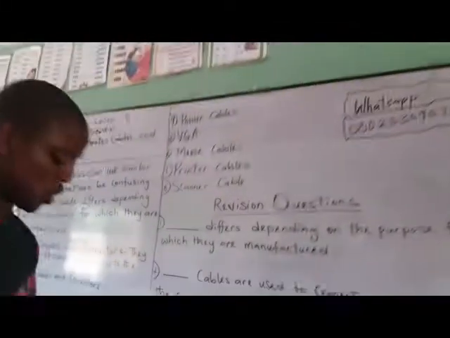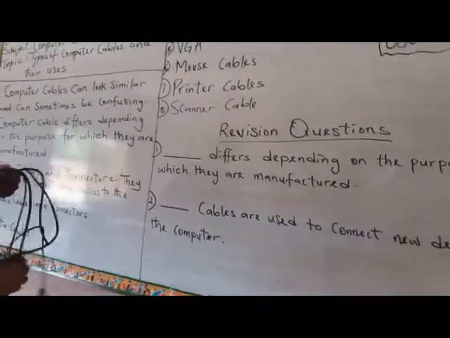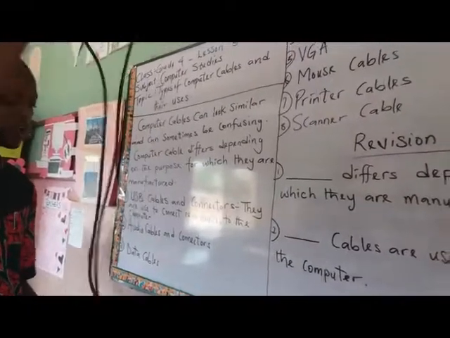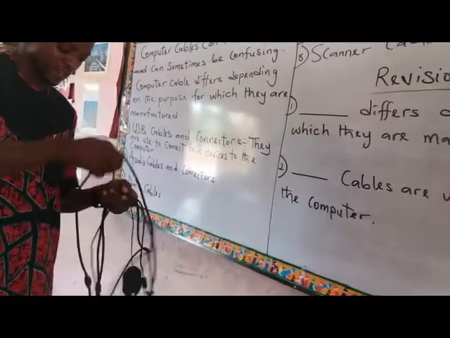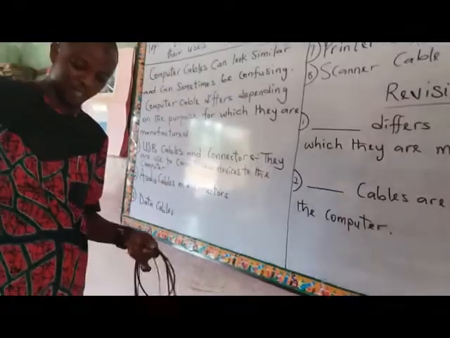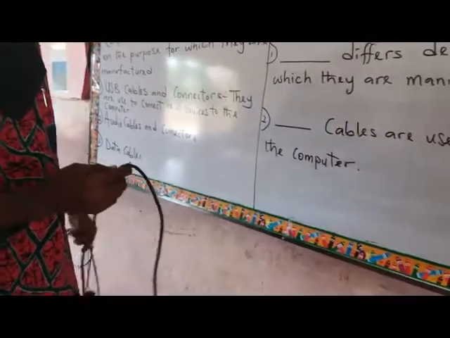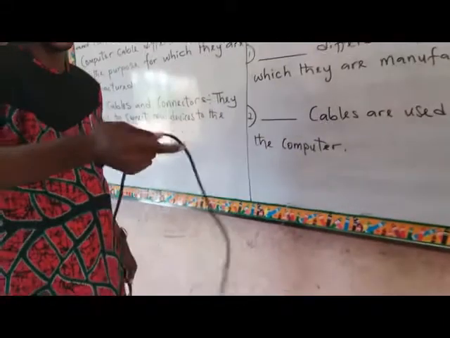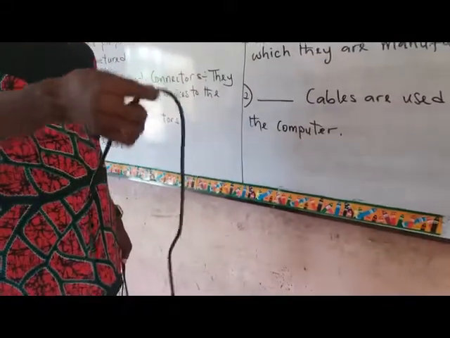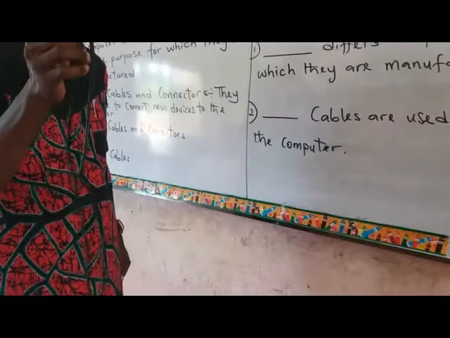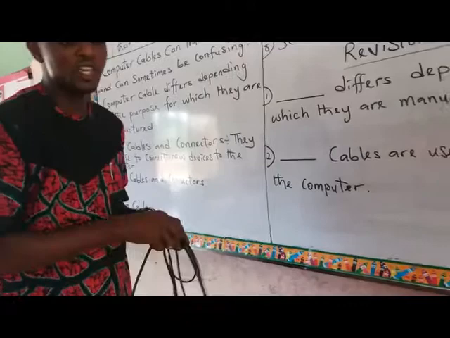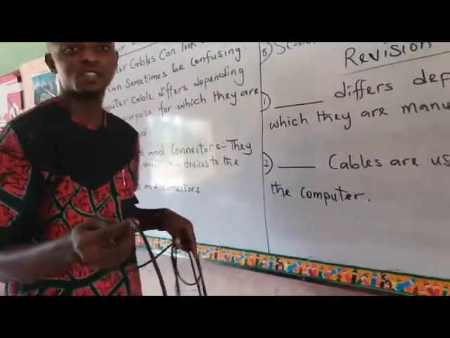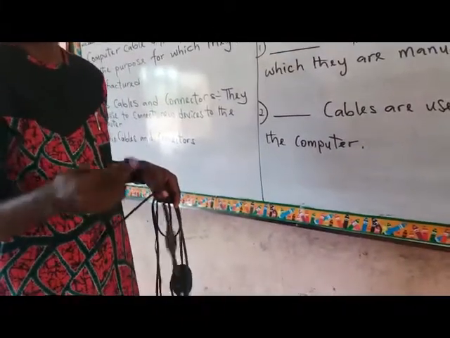Then we have what is called the VGA. VGA stands for visual graphics array, or video graphics array. That is a signal cable. We can call it a signal cable, or you call it a VGA. It is a cable that gives signal to the computer monitor, in order for a computer user to be able to see what is inside the system, or what you are doing at any point in time.